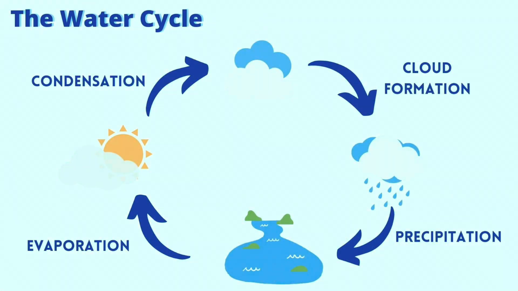Today's experiment was done to model how rain falls from clouds. Here we see the water cycle labeled with the 4 main components: evaporation, condensation, cloud formation, and precipitation. There are of course other parts to the water cycle, but today we will only be discussing the parts that are the most relevant with today's experiment.